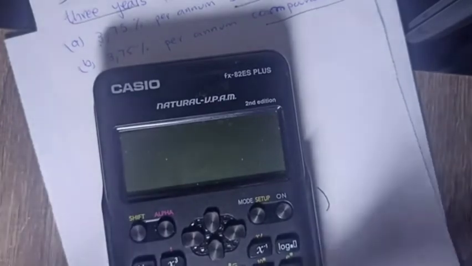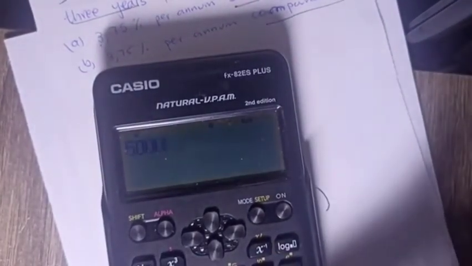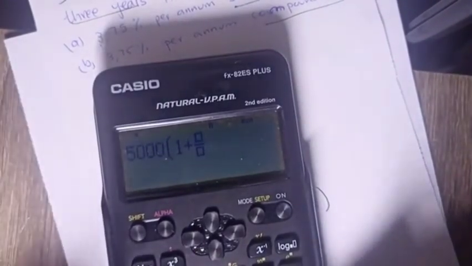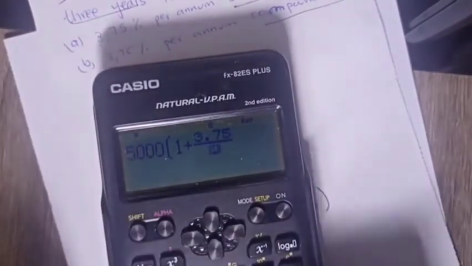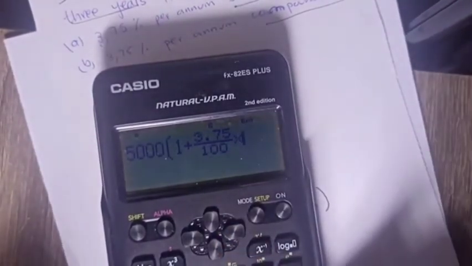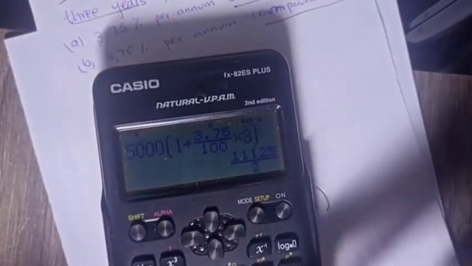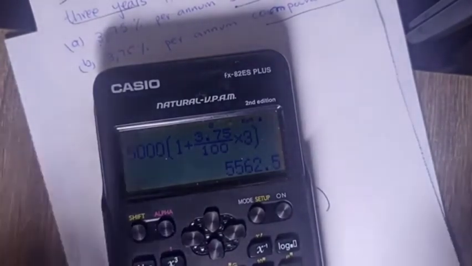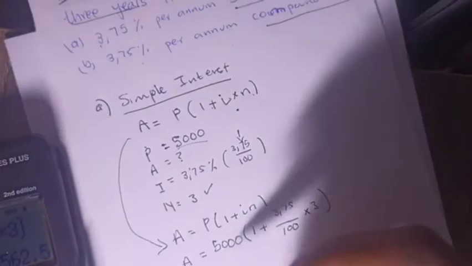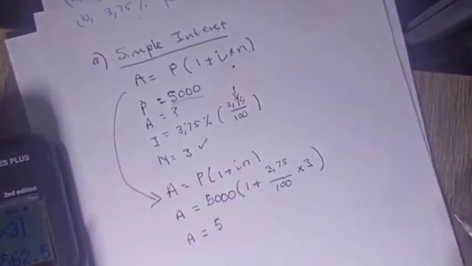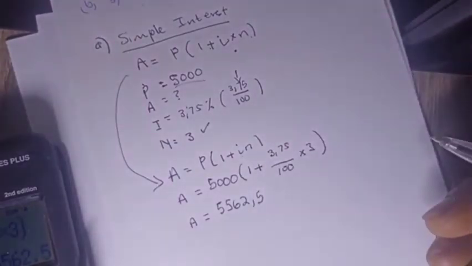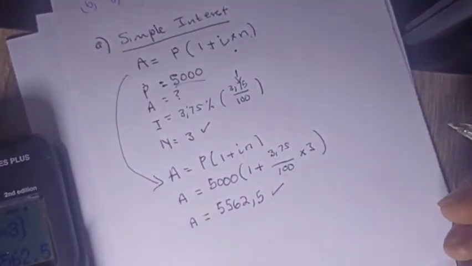So I'm going to do it here. I hope you can see. So it's 5,000, open bracket 1 plus 3.75 over 100 times 3, close bracket. The answer is 5,562.5. So that's your answer right there. 5,562.50, sorry about that. Can you all see it?